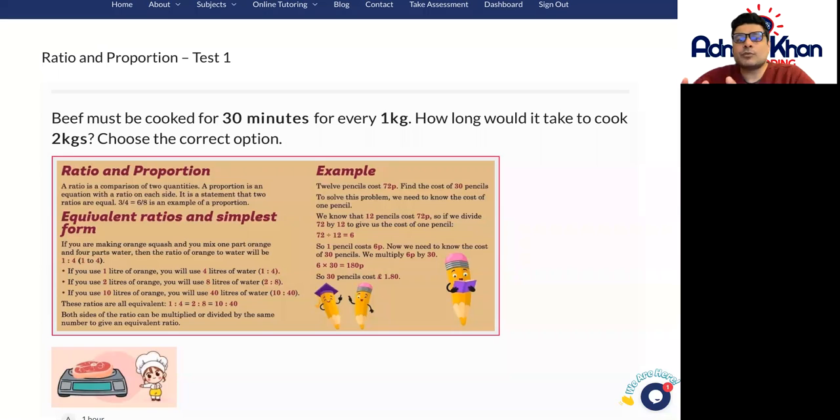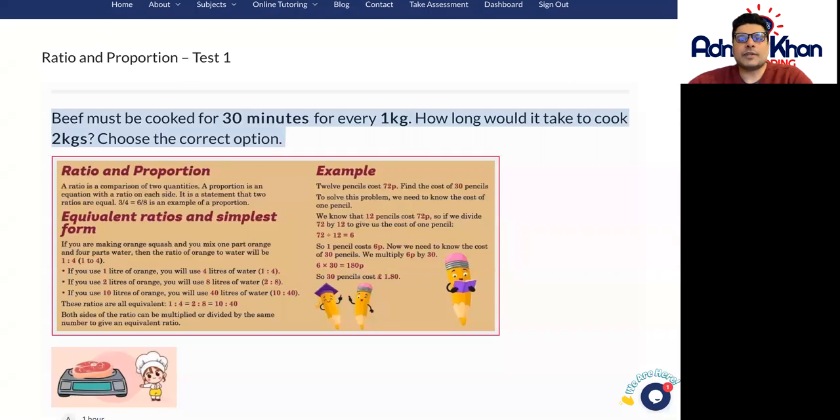So what is ratio and proportion? Ratio is a comparison between two different types of quantities, and a proportion is an equation with a ratio on each side, where you have a number on the left and a number on the right, and you have two dots in the middle. That's what ratio and proportion is. But let's just jump straight into the first question.